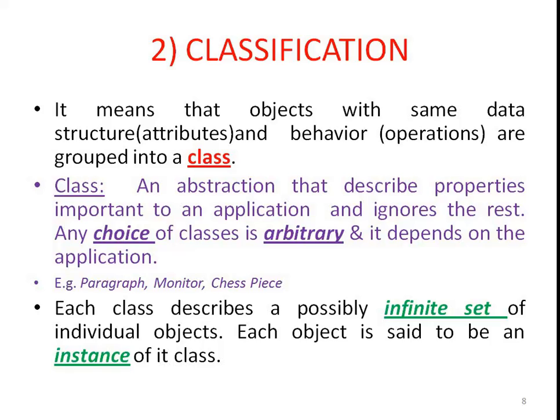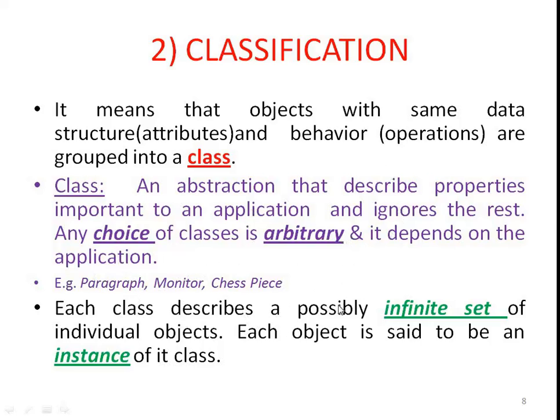That class name is given as third A division. So a class is an abstraction that describes properties important to an application and ignores the rest. Any choice of classes is arbitrary and depends on the application. So paragraph is a class, monitor, chess.